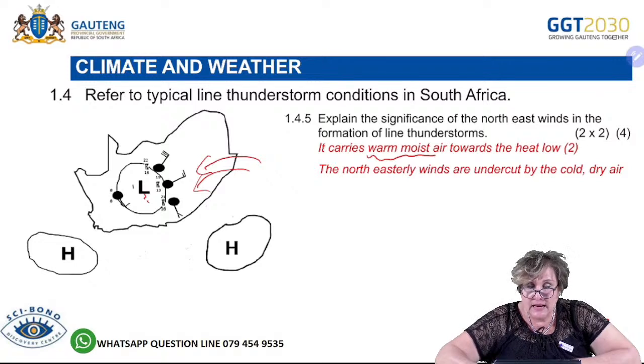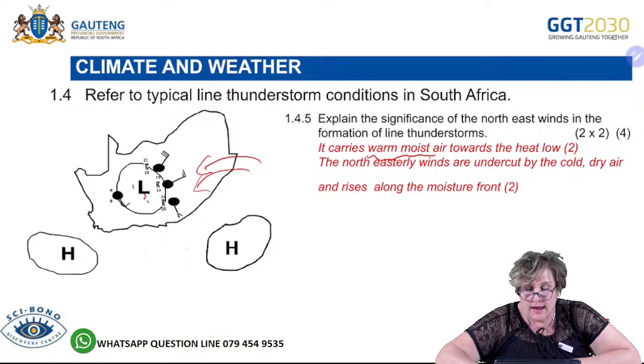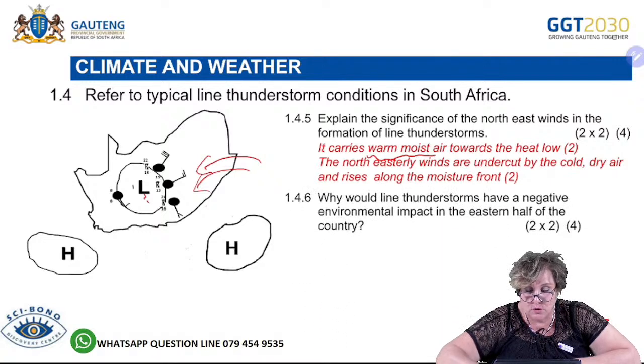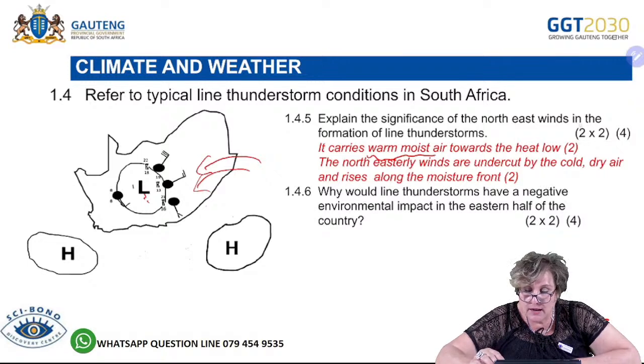The northeasterly winds are undercut by the cold, dry air and rise along the moisture front. There's my other 2 marks. So for this one, already 4 marks is very easy. So if I'm correct, we are at 9 marks.